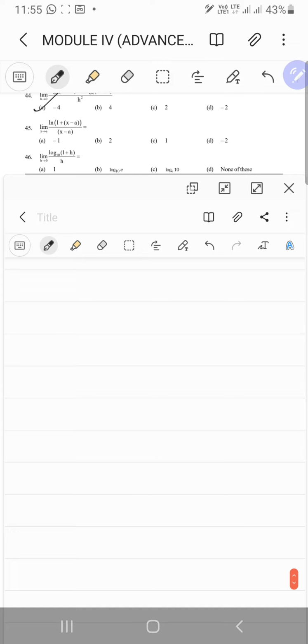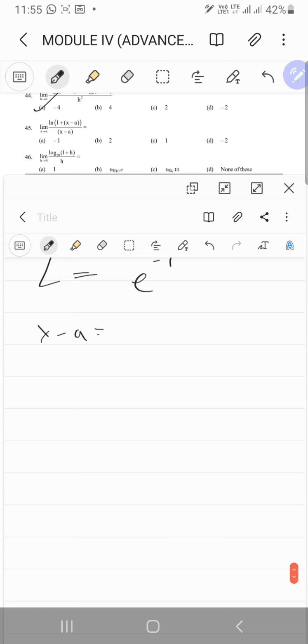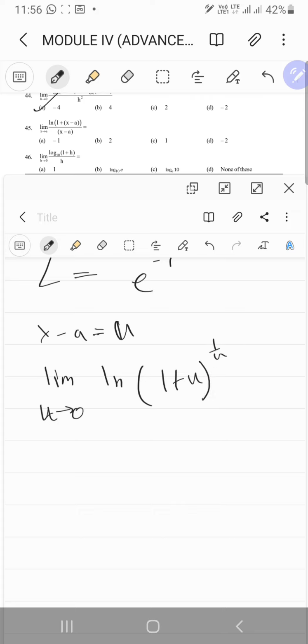Okay, x goes to a. Natural log of 1 plus x minus a upon x minus a. x goes to a, so x minus a approaches 0 basically. This is very doable, right? This is very doable. Just say x minus a is u. So this is like the limit as u approaches 0 of natural log of 1 plus u to the power of 1 upon u. Hey, this is very easy. This is just 1, right? Next question.